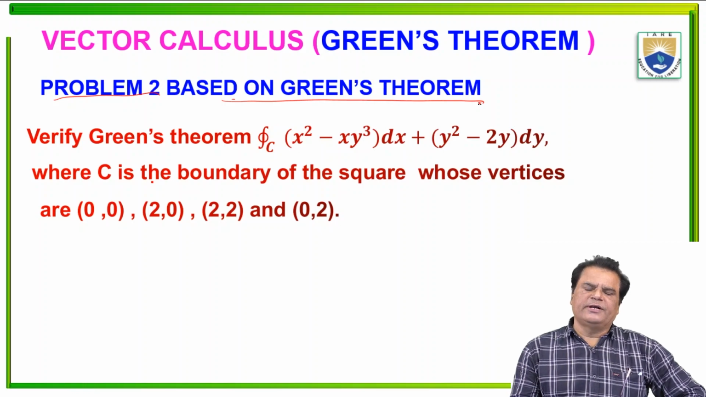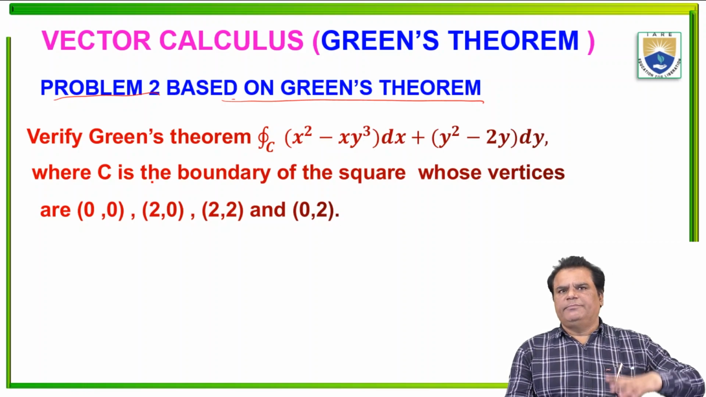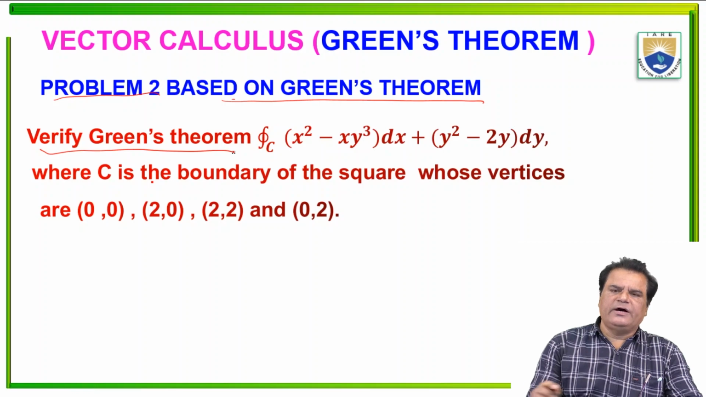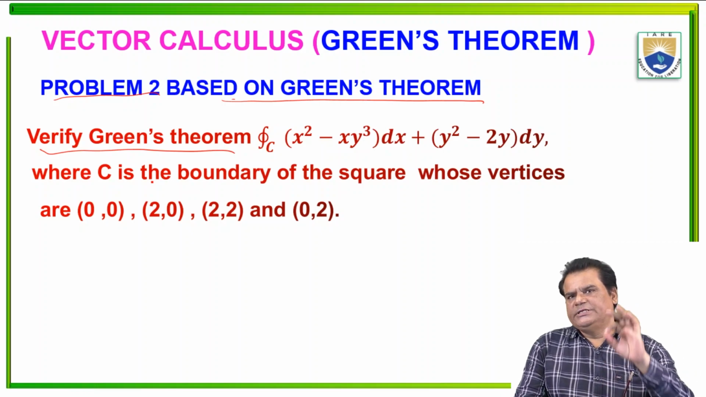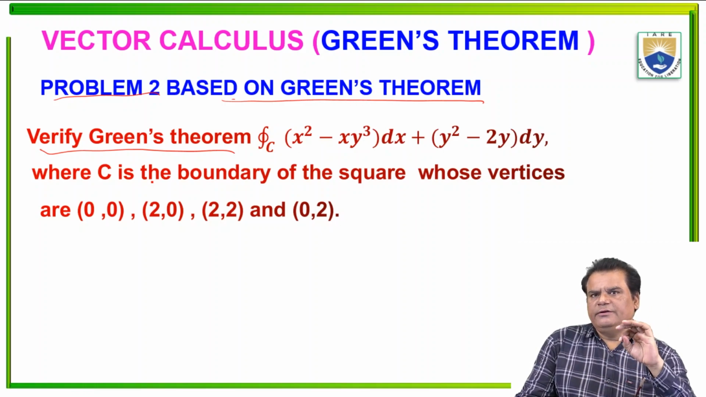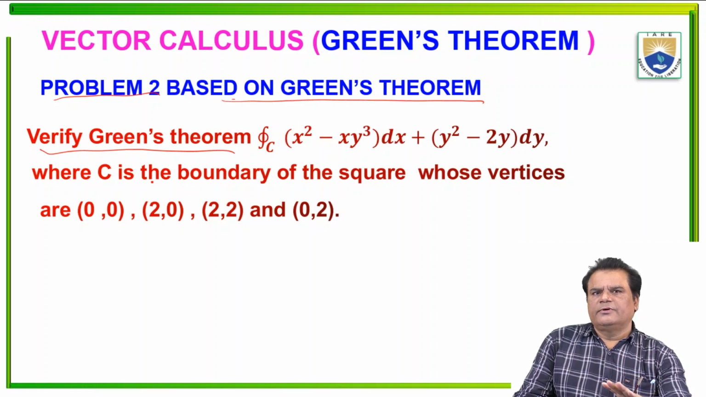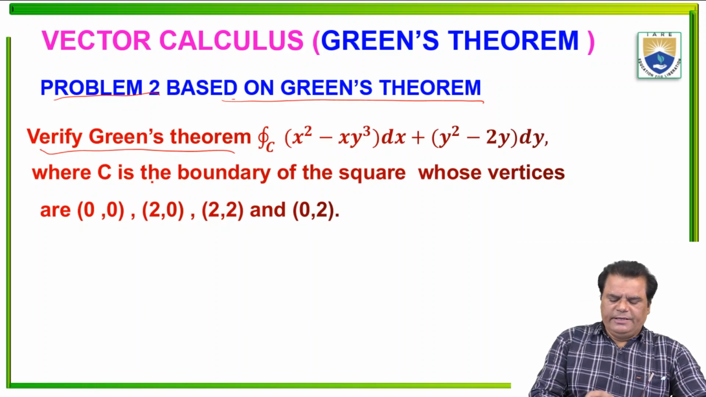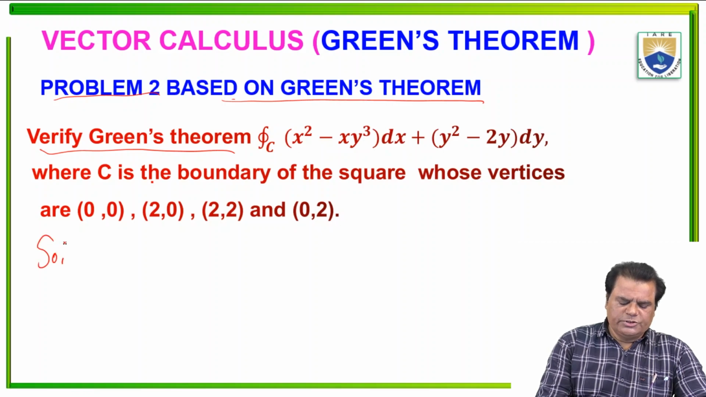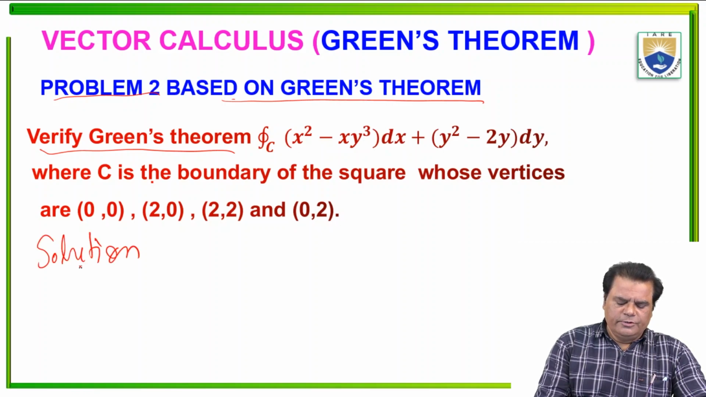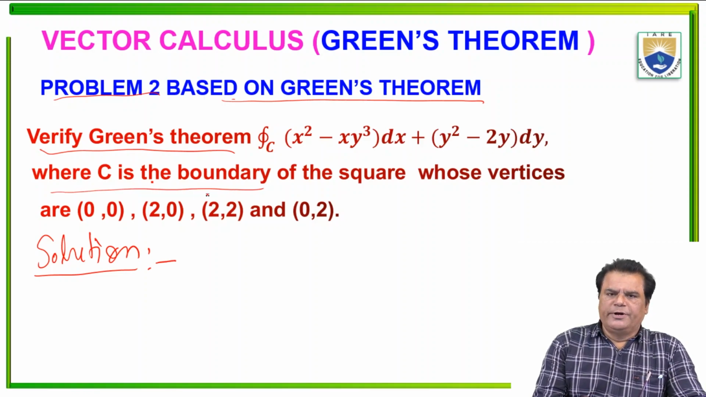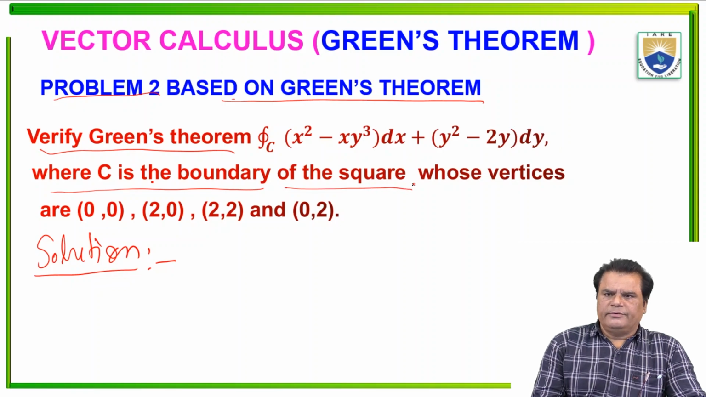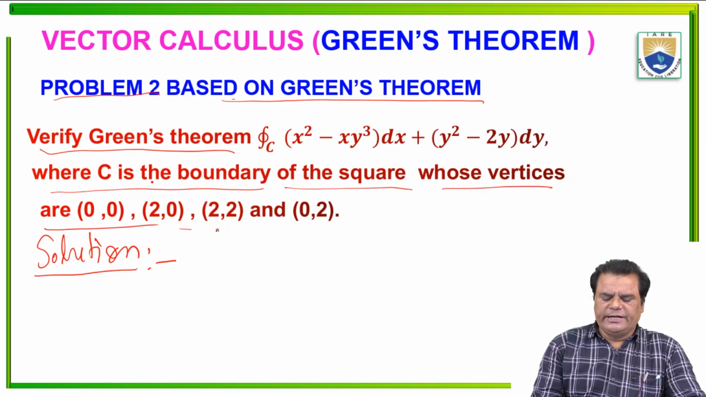This is also a very important problem. With the help of this function and this curve, we want to verify Green's theorem. So here is the solution. This is a very important question. Solution: verify Green's theorem, where C is the boundary of the square whose vertices are given.